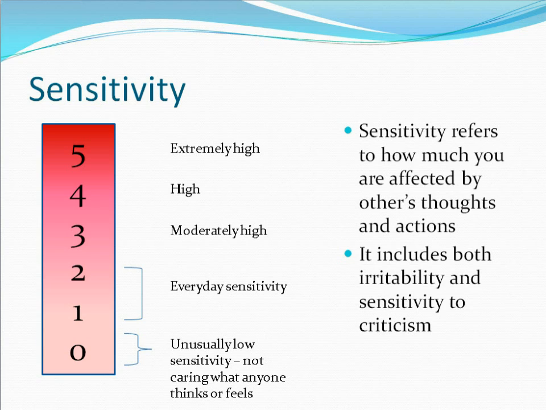And then above that, you might be either irritable, that's one dimension of sensitivity, a kind of negative, irritable response to others, or particularly sensitive to criticism in the sense of feeling really bad if someone says anything negative. 3 would be moderately high, 4 high, and 5 a kind of extreme sensitivity.